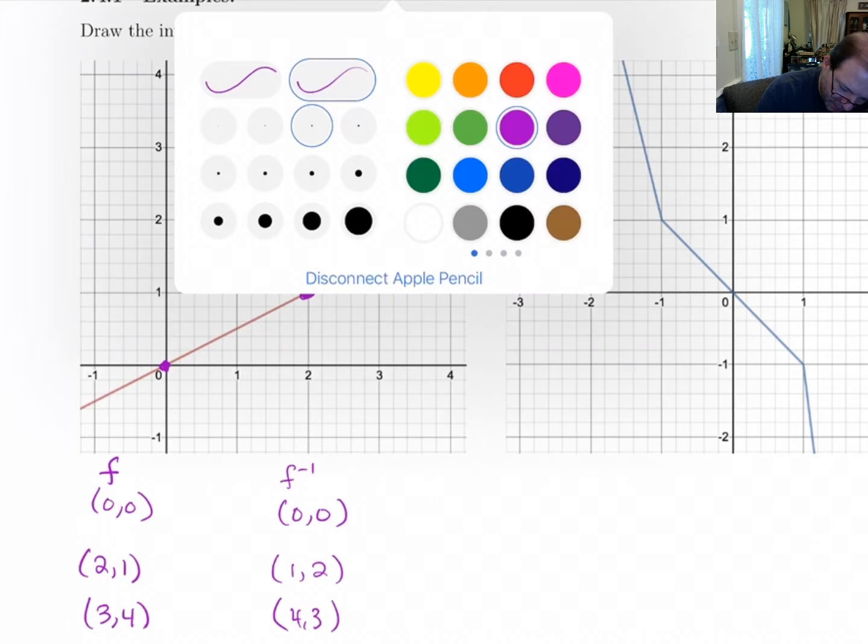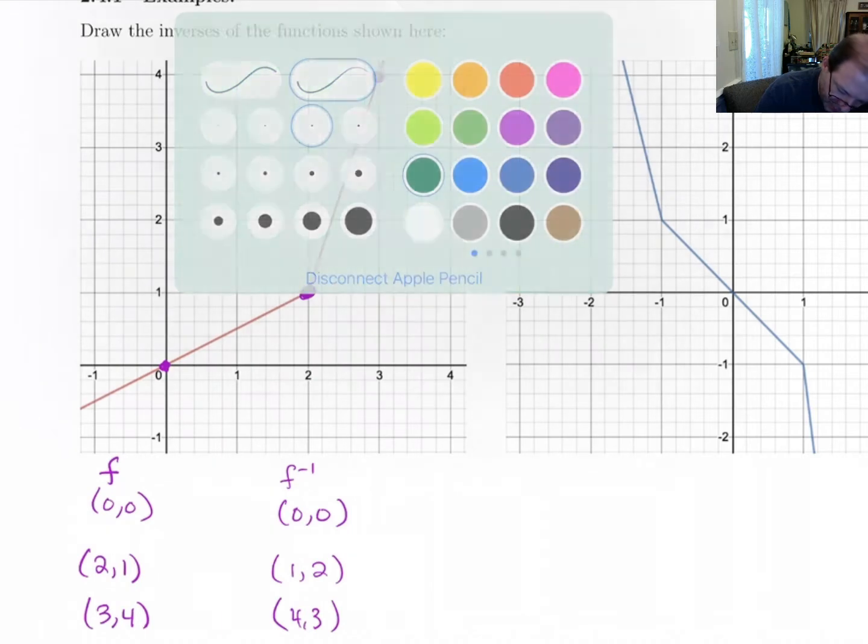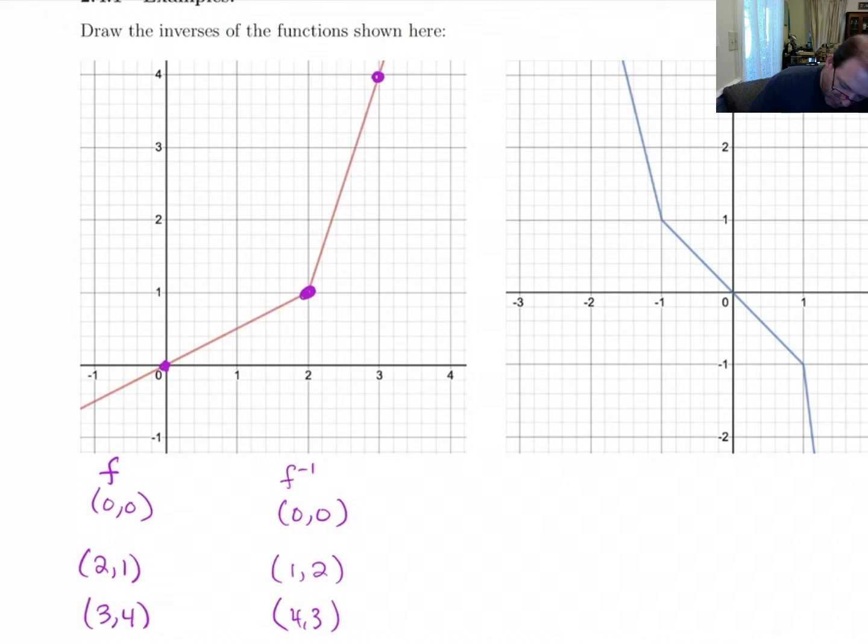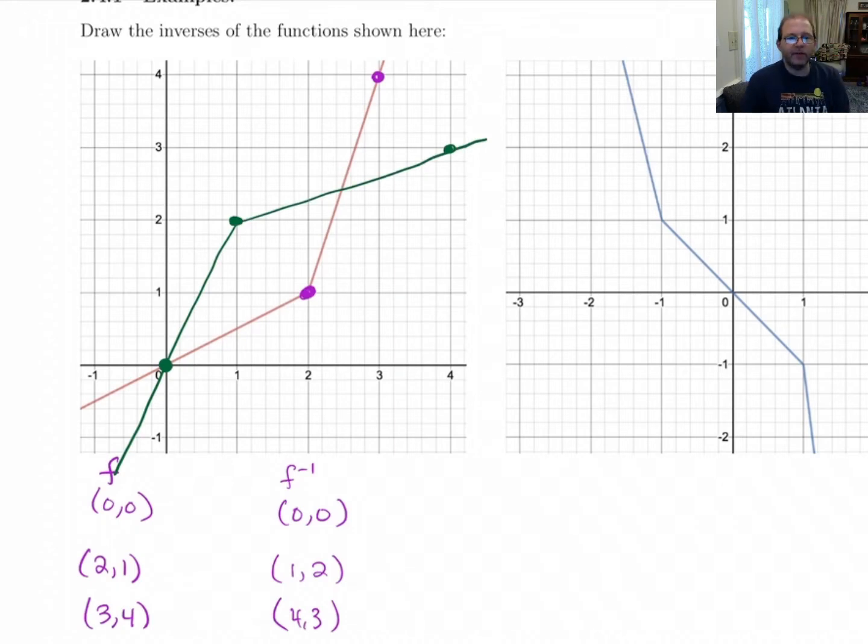So I'm going to switch to a different color. I'm going to use this dark green. So let's plot these points here. We got the point (0, 0). We got the point (1, 2). And we got the point (4, 3). And since these are lines, I can just connect them together. This is going to go down there. This is going to go up to here. So that green graph there is my inverse of that function.